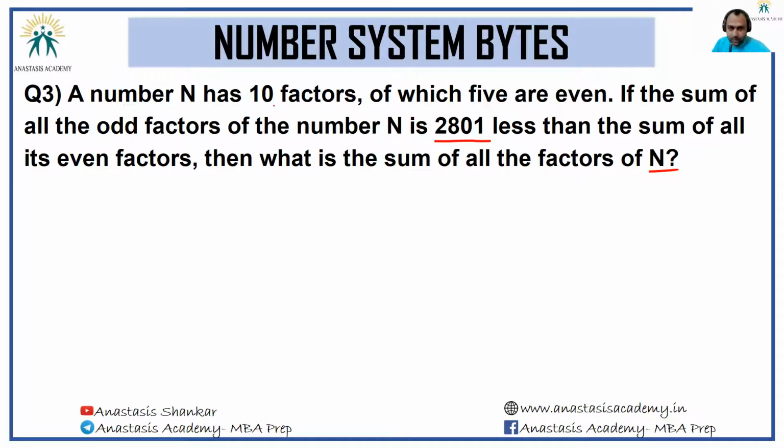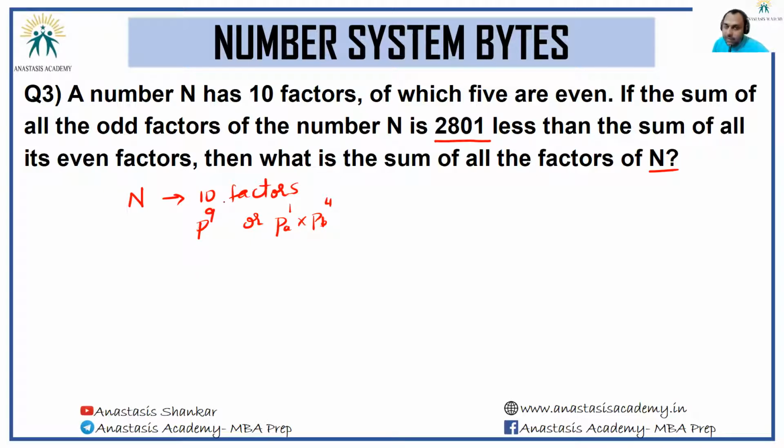Okay. First, look at this n. It has 10 factors. So there are only two ways in which a number can have 10 factors. Either it is a prime number raised to the power 9, or it is some prime number raised to the power 1 into some prime number raised to the power 4. In both these cases, you end up with 10 factors.